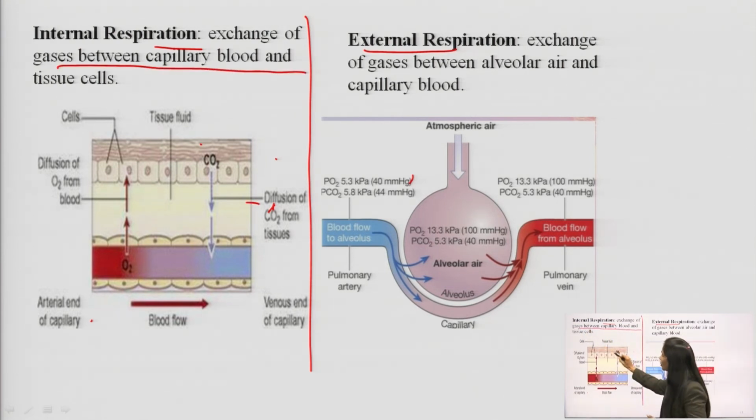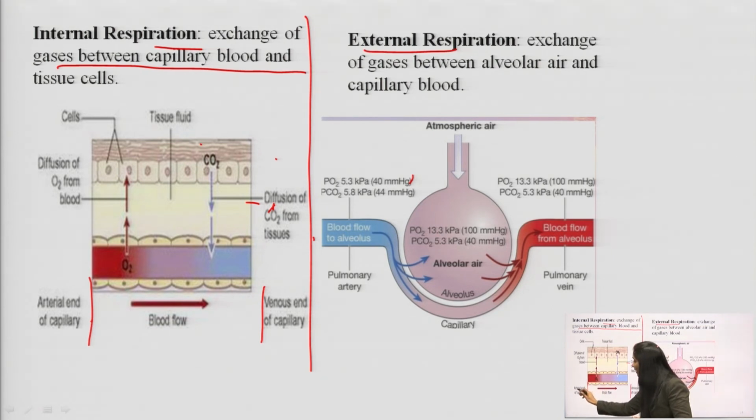So, this is tissue fluid, this is tissue cells, this is the capillary wall. This is an arterial end, this is a venous end, through which the blood passes. The blood flows from the arterial end of the capillary to the venous end. Okay. Here you can see the exchange of oxygen from blood to tissue, right.